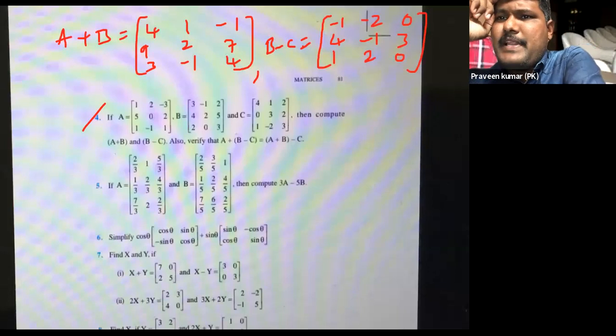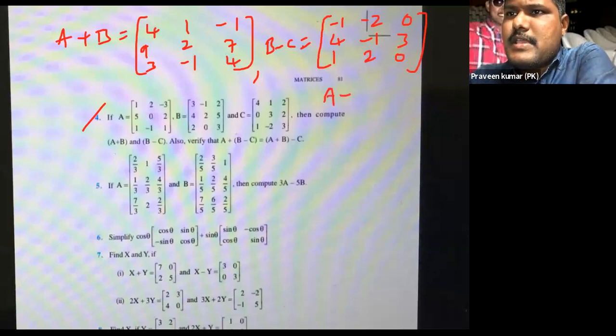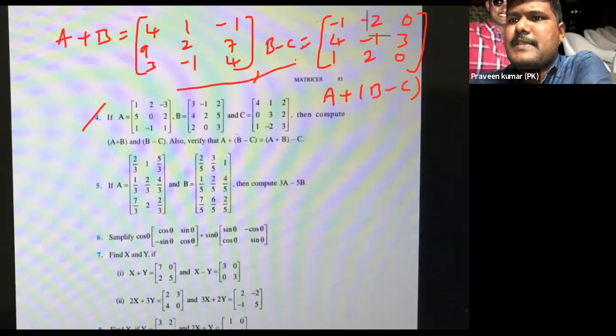What they're asking is A plus B minus C. Already the A value and the B minus C value, these two you can see.